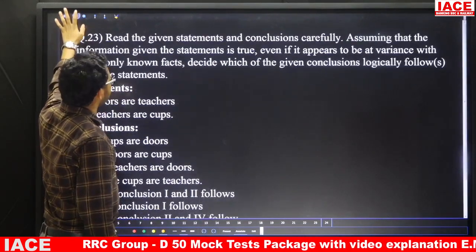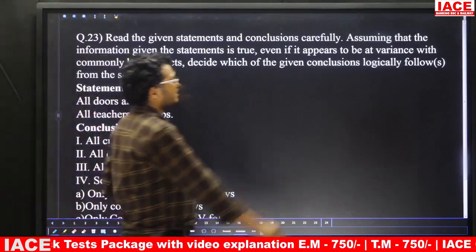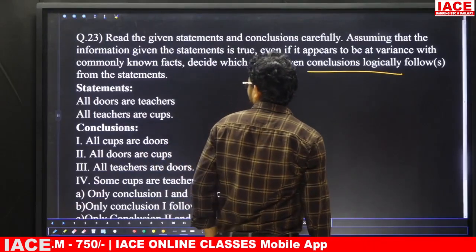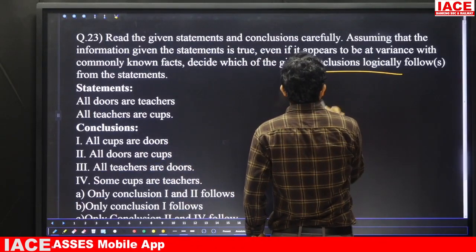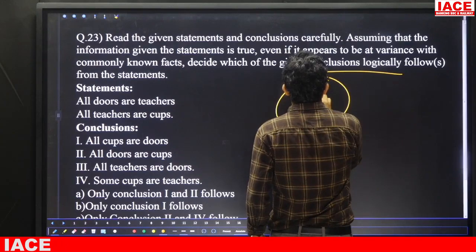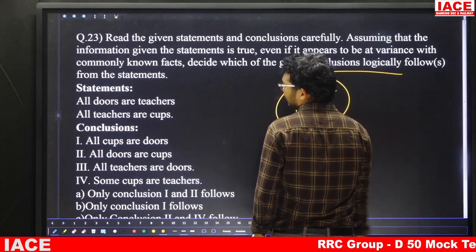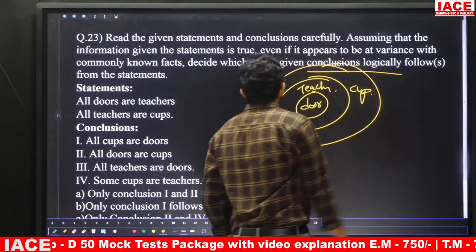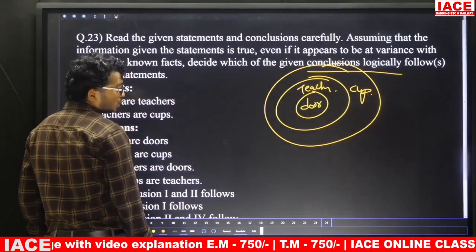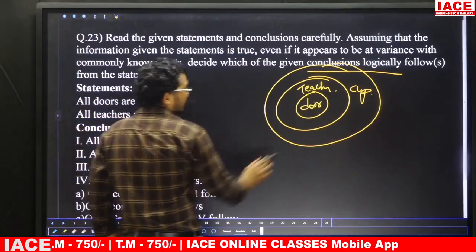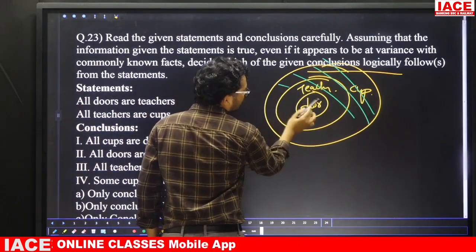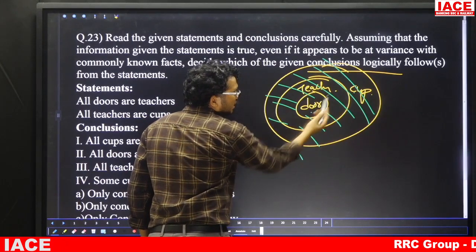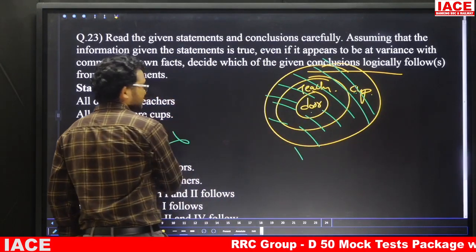Question number 23. Here again the question is from syllogisms. Our requirement is what? Which of the following conclusions logically follow? Take your given statements. All doors are teachers. Friends, take care. This all door is a teacher. Next one, all teachers are cups. All teacher is a cup. Take first conclusion. All cups are doors. In the entire boundary of the curve, door is some part. That means some part of cup is a door. All cups are doors means first one is wrong.